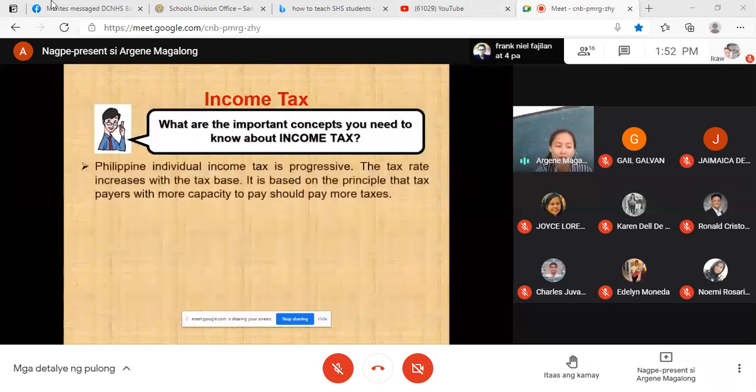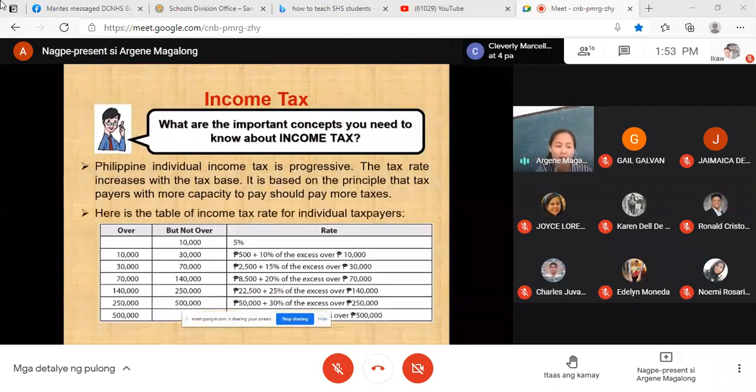Okay. So sa Philippines, individual income tax is progressive. So tax rate increases with the tax base. So it is based on the principle that taxpayers with more capacity to pay should pay more taxes. Okay. Meron tayong income tax table dito para sa individual taxpayers. So makikita natin dyan kung ilan yung mga madideduct sa kanilang taxes.